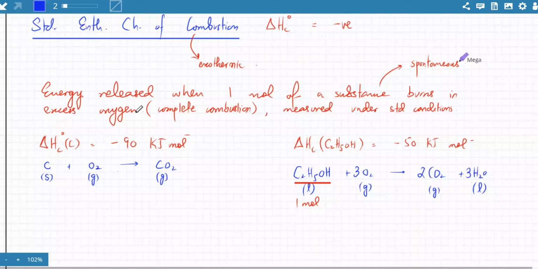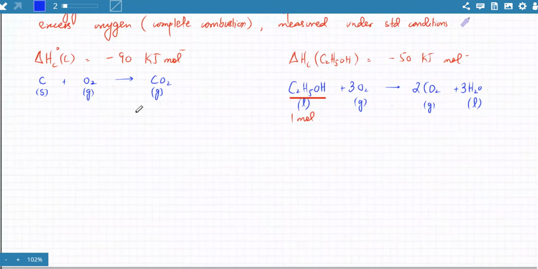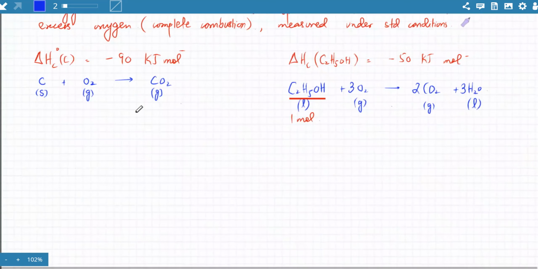Okay, so let's do a few more equations. Also remember what things form what thing. If you're given the enthalpy of combustion of hydrogen, and they tell you that it has a value of minus 180 kilojoules per mole.